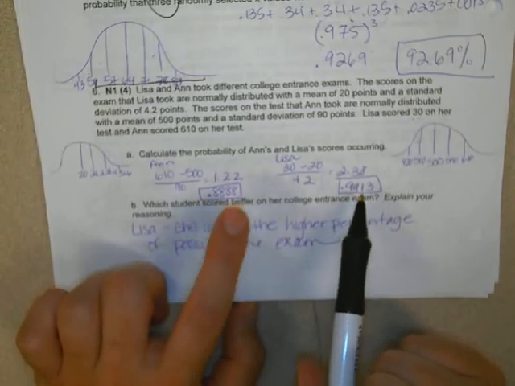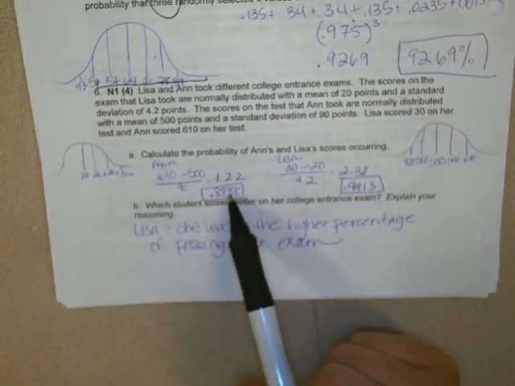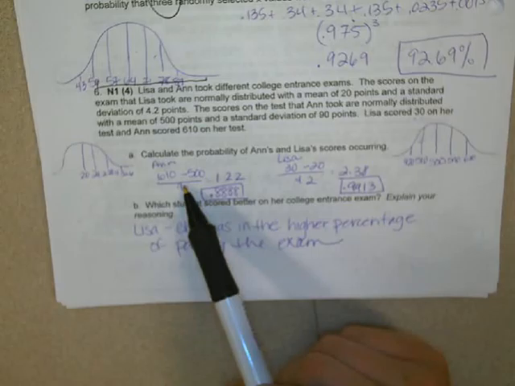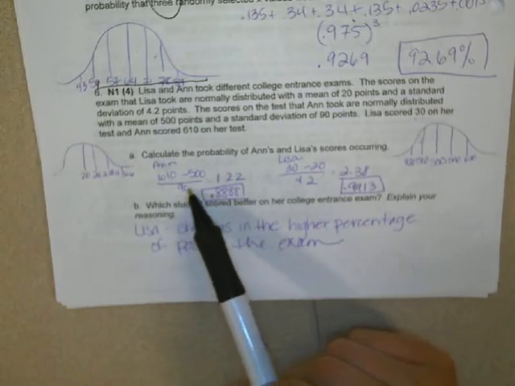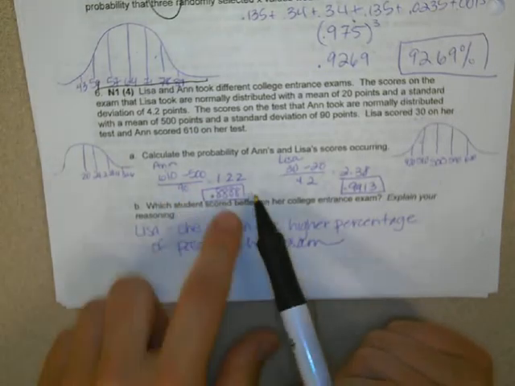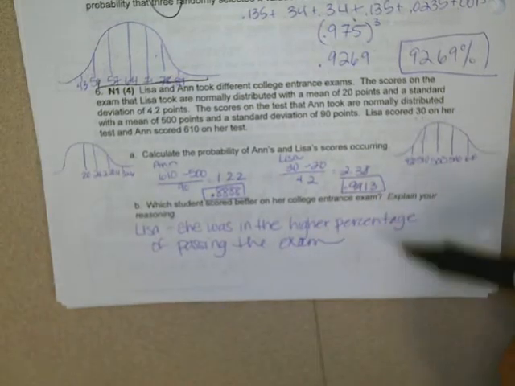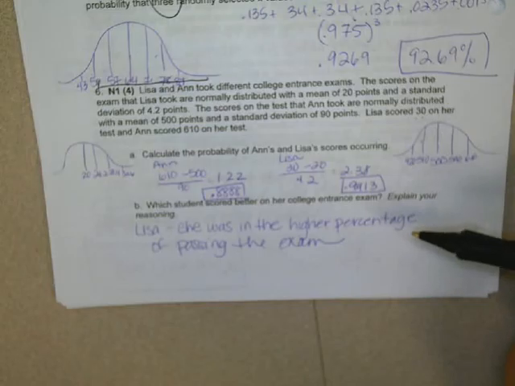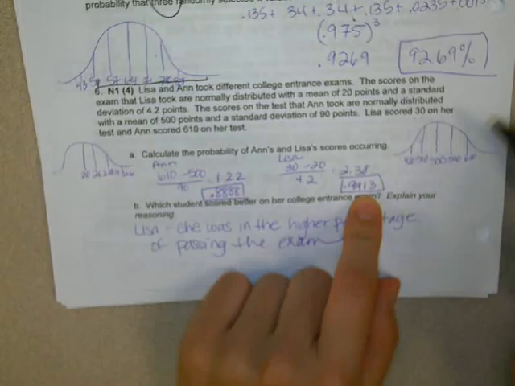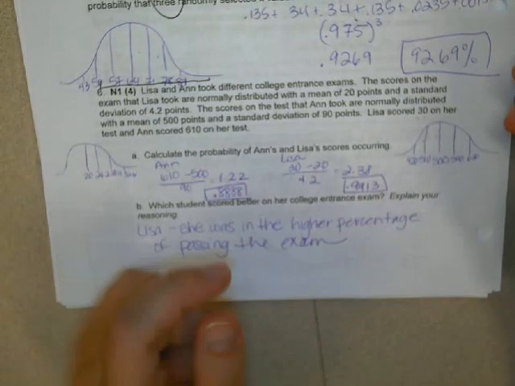And then, so this is the probability, 88.88% that Anne scored in comparison to everybody else, that's where she scored. And then here, that's where Lisa scored in comparison to everybody else. So Lisa scored better on her college entrance exam. And the reasoning is she was in a higher percentage of passing the exam, because that probability means she's 99.13% above everybody else.